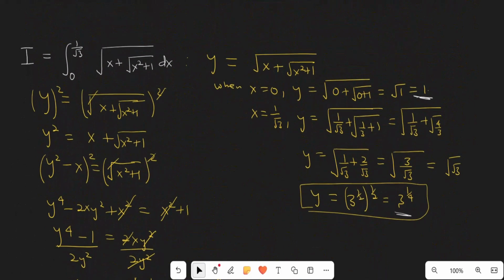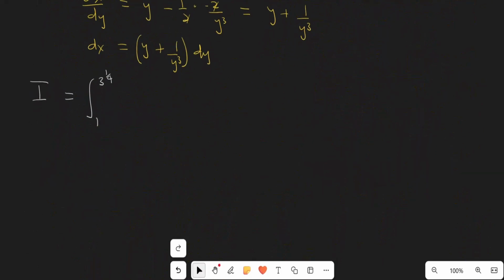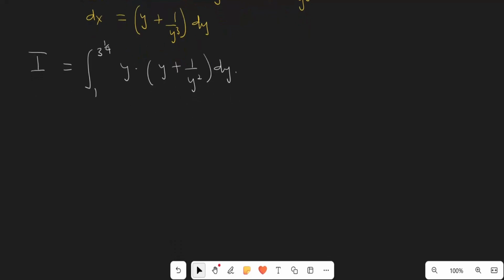Now what is the integrand? This one is y, that is our substitution, times dx. So that is y times dx, and dx in terms of y and dy is here. So that is multiplied by y plus 1 all over y squared, and then dy, like this.